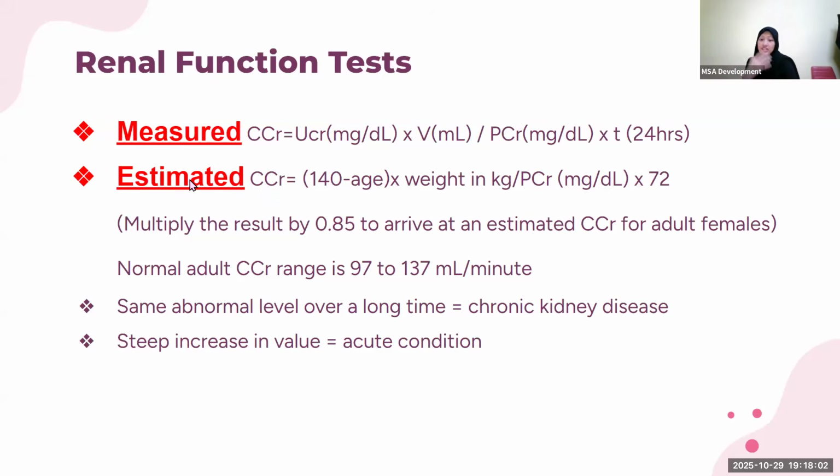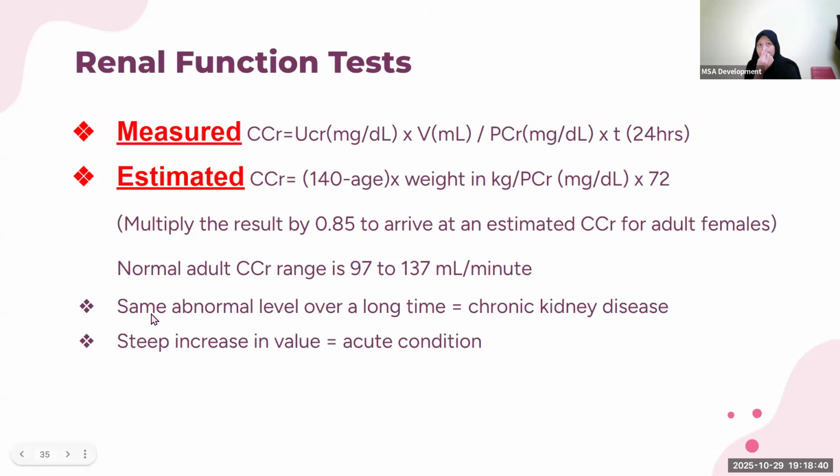Estimated is just as good. It is actually perfect and preferred over the 24-hour measurement, because you just have to use fixed values. So 140 minus the age of the patient, times the weight, over plasma creatinine, only one measurement of the blood, times 72, is the estimated creatinine clearance, which is a measure of GFR. You multiply the entire thing by 0.85 for adult females; it's just a constant value for them. The normal is between 97 and 137.